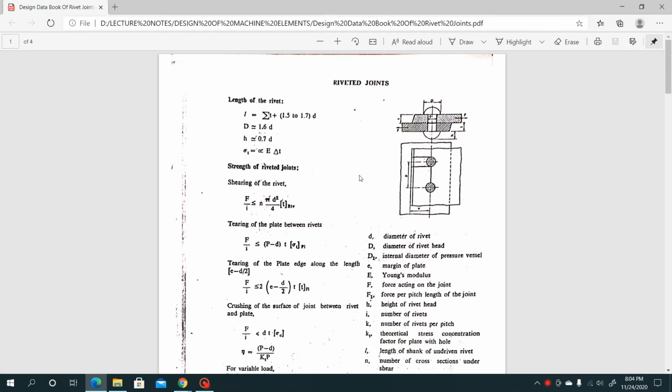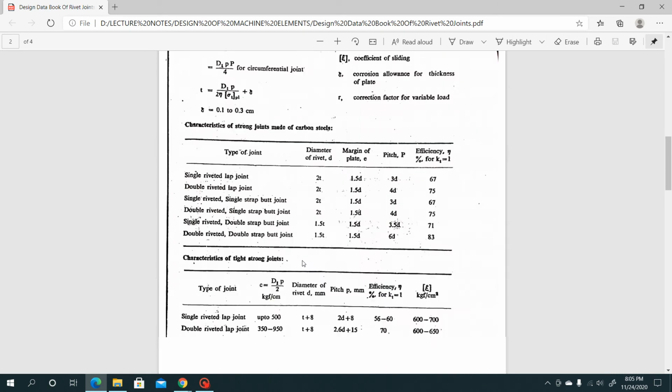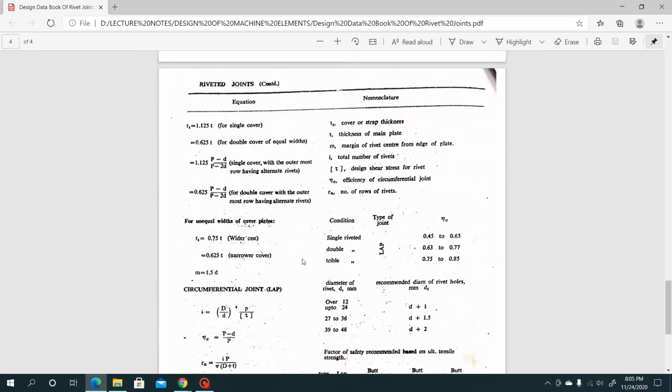Is my screen visible to all of you? Yes, sir. Okay, so this was the data book which I have given to you in your Google Classroom some 1 week before. So we will be using this data book today to solve the problems related to rivet joint.